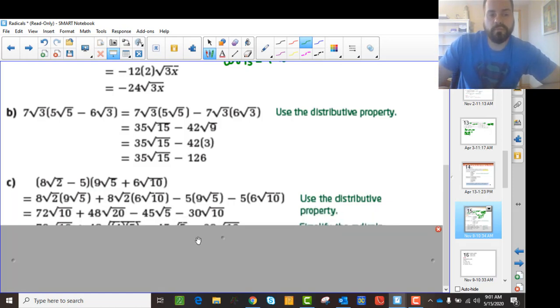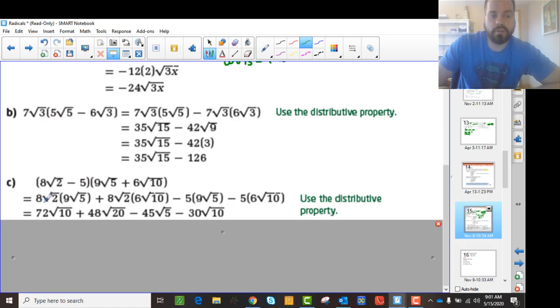And then what you're going to do is actually multiply each of these out. So we get 72 root 10. Here we get 48 root 20. Then we get 45 root 5. And then finally 30 root 10. And then we try to simplify.